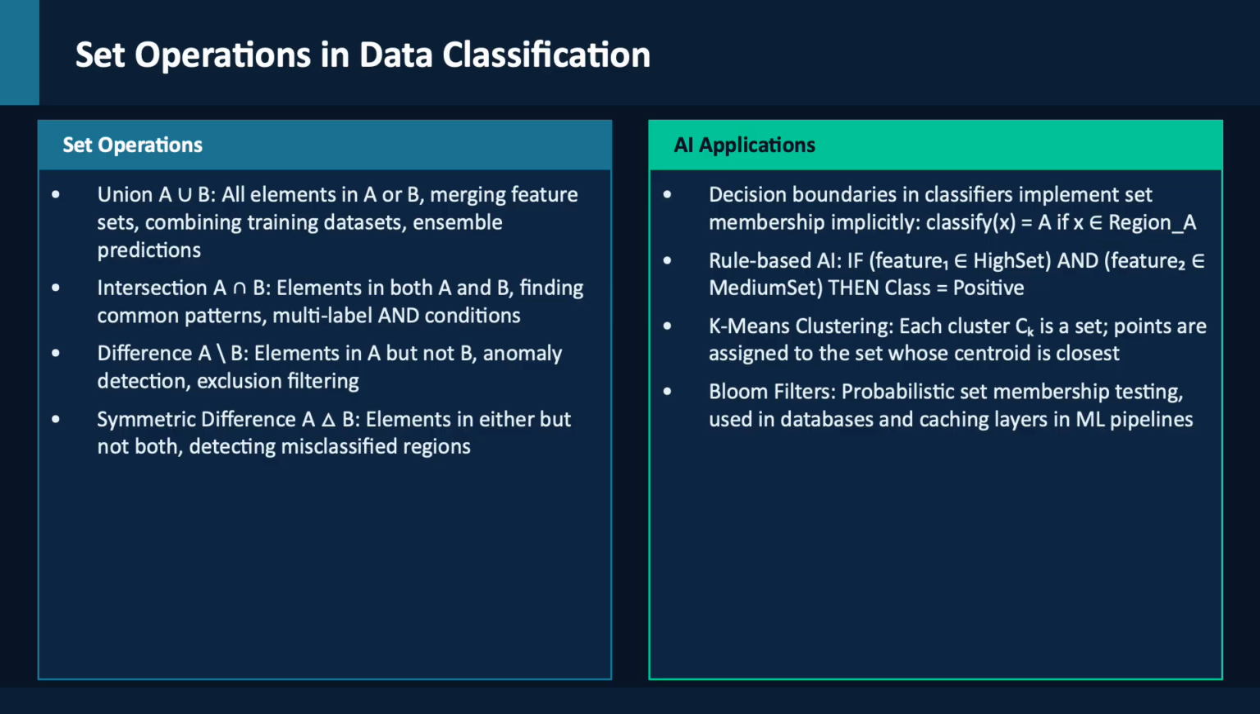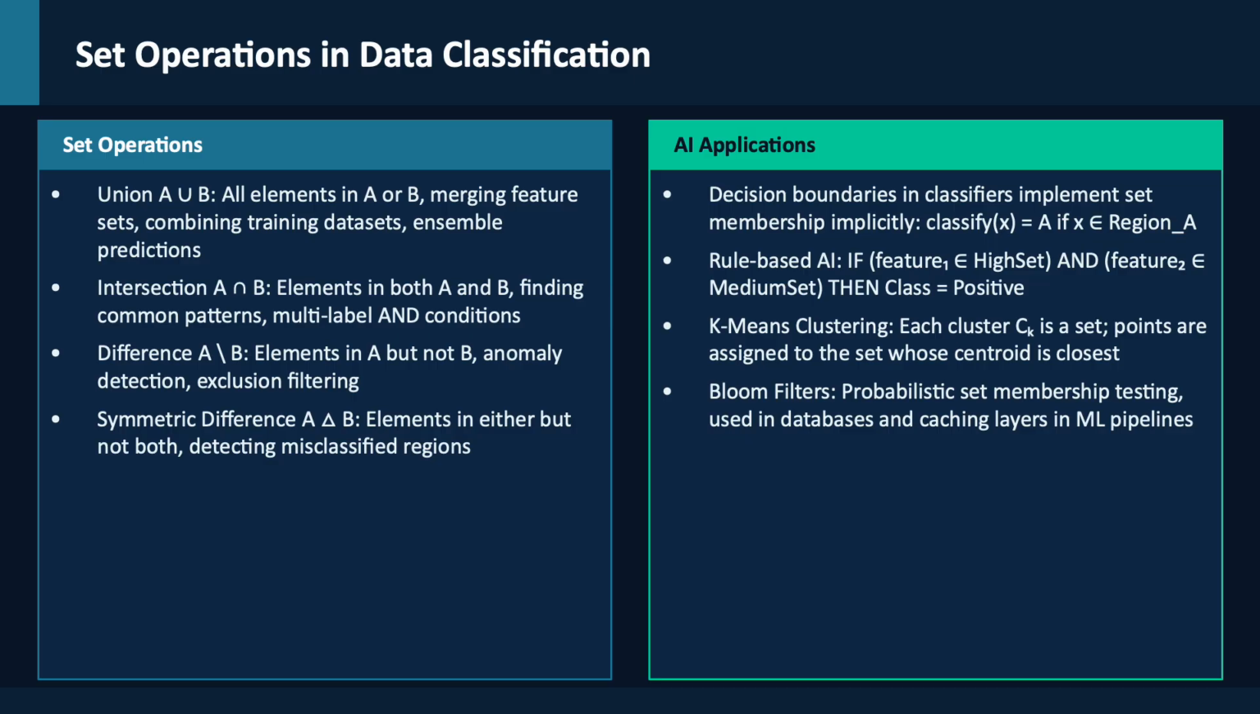So once we have sets, we can do things with them. We can combine two sets to get everything in both, find what two sets share in common, or take away one set from another. These operations sound simple, but they are incredibly powerful in artificial intelligence.